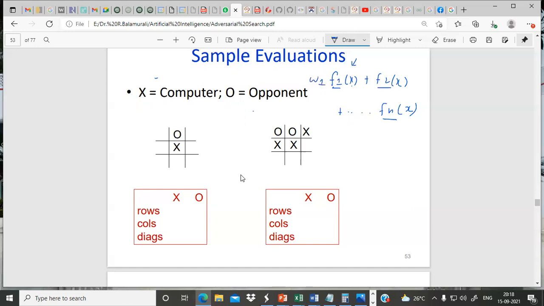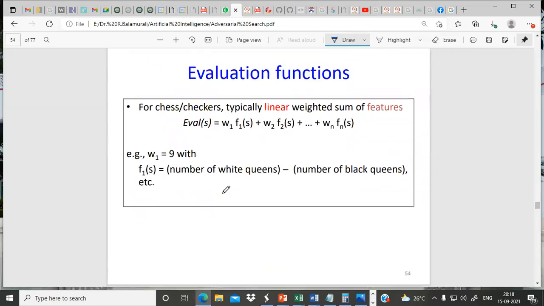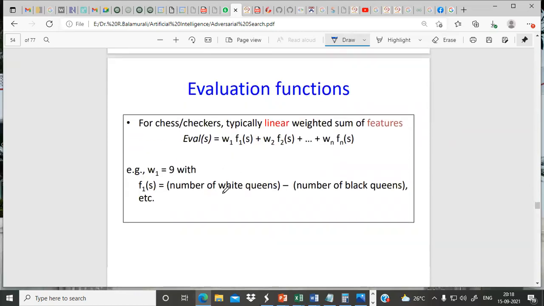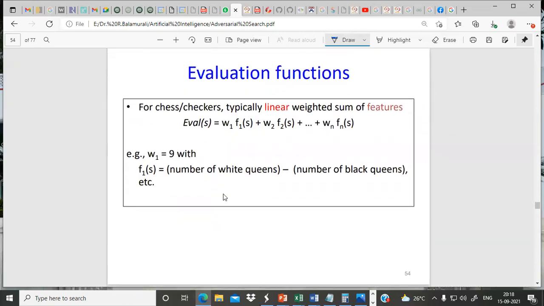So you have to associate a weightage: weightage for the first evaluation function, weightage for the second evaluation function, so on and so forth, weightage for the nth evaluation function. In general, these evaluation functions can be represented like this: the evaluation function of S, where S represents a particular state, is W1 into F1 of S, plus W2 into F2 of S, so on and so forth, plus Wn into Fn of S.